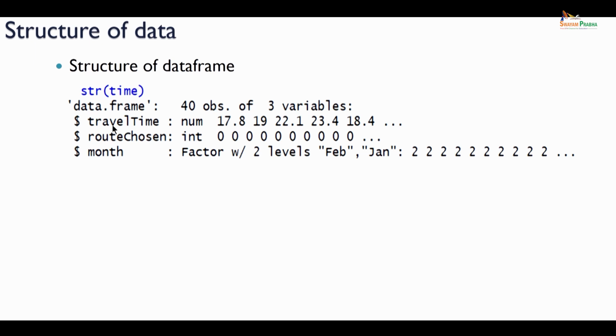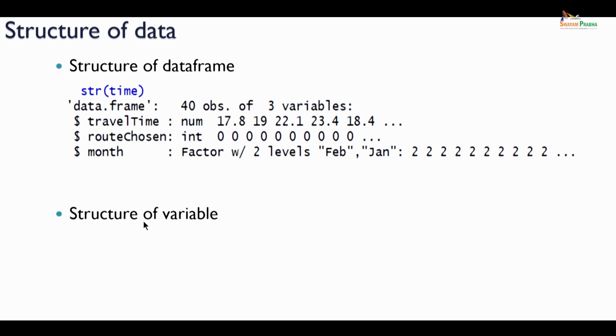The variables are travel time, route chosen and month. Travel time is a numerical variable, route chosen is integer because it is mapped as 0 and 1, and month is a factor with 2 levels, Feb and Jan. Here you can see the months have been ordered alphabetically, with Feb being the first level and Jan being the second.